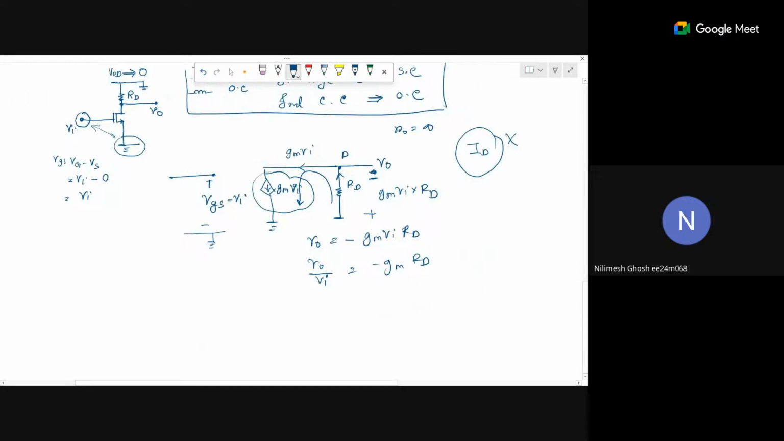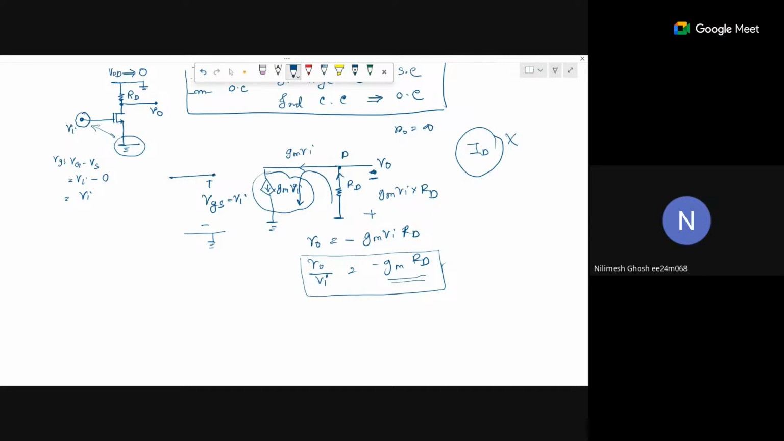Now, what is the gain here? Gain means what output we are taking for the input we are giving. So Vo by Vi is our gain, and this is minus gm RD. So in a common source amplifier, we get a negative gain.